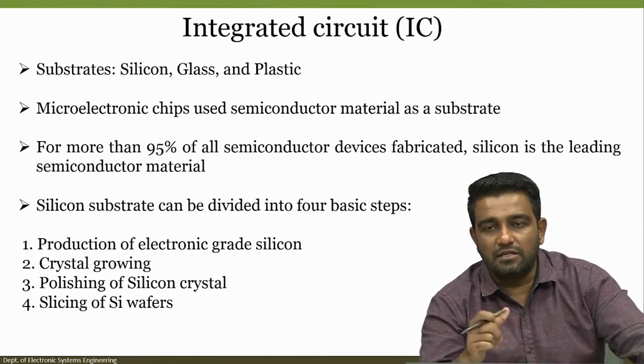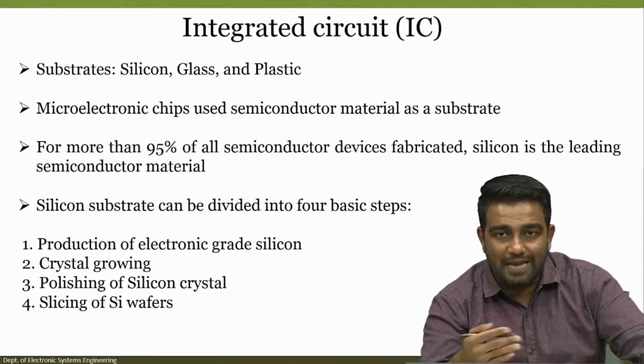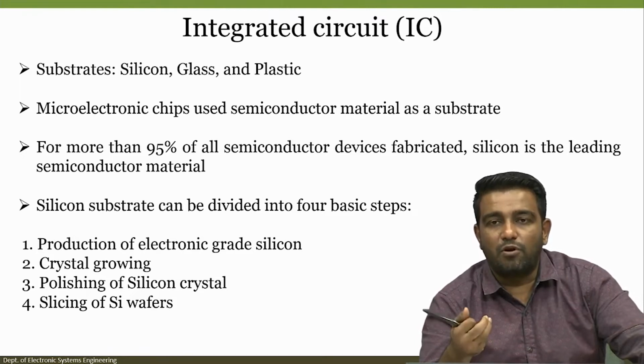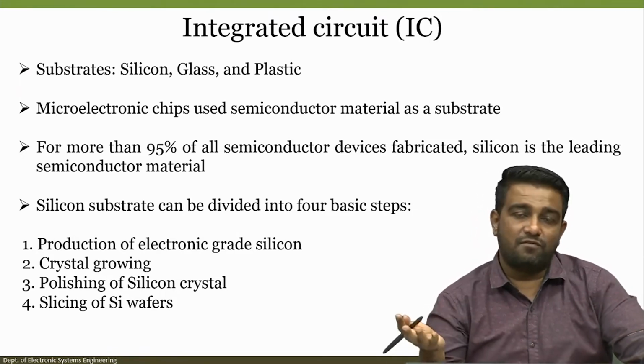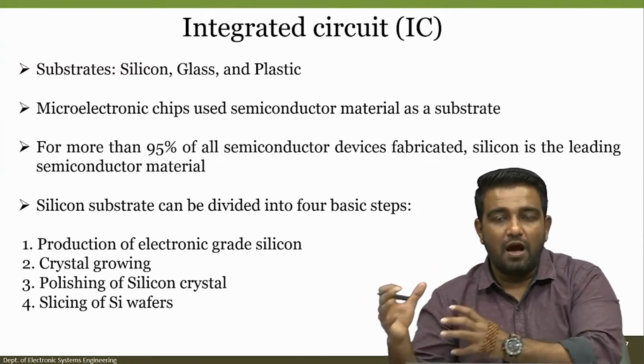Then the silicon substrate, if you want to divide it into further steps, has 4 basic steps. First is the production of electronic grade silicon, second is crystal growing, third is polishing of the wafer, and the fourth one is slicing of the silicon wafer. So right from sand to silicon, what is the process?